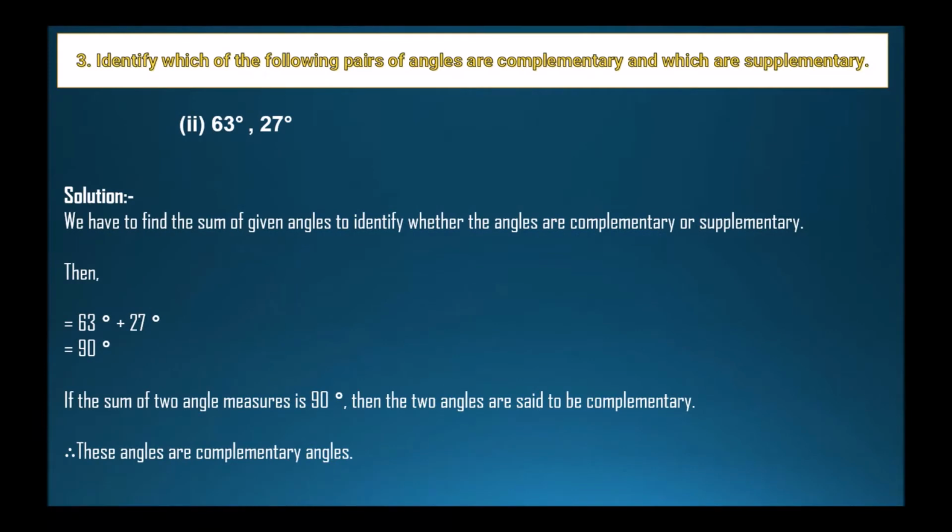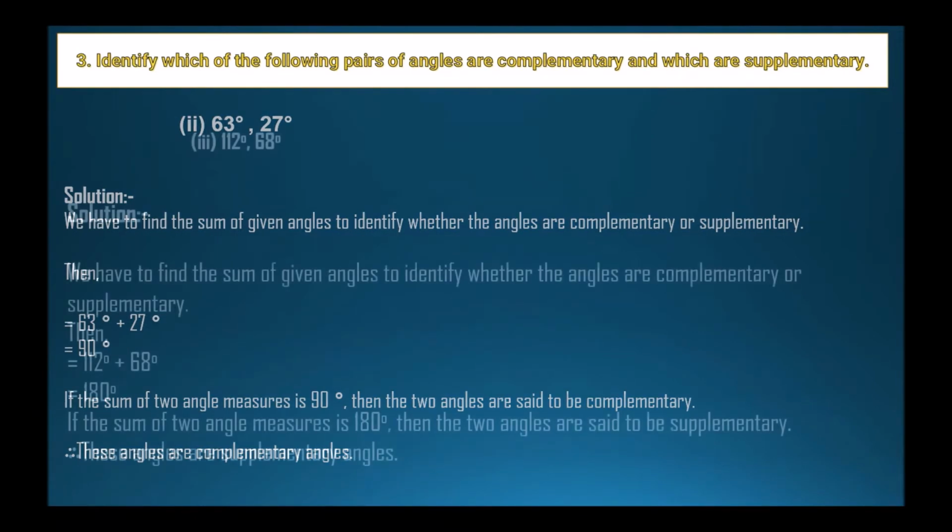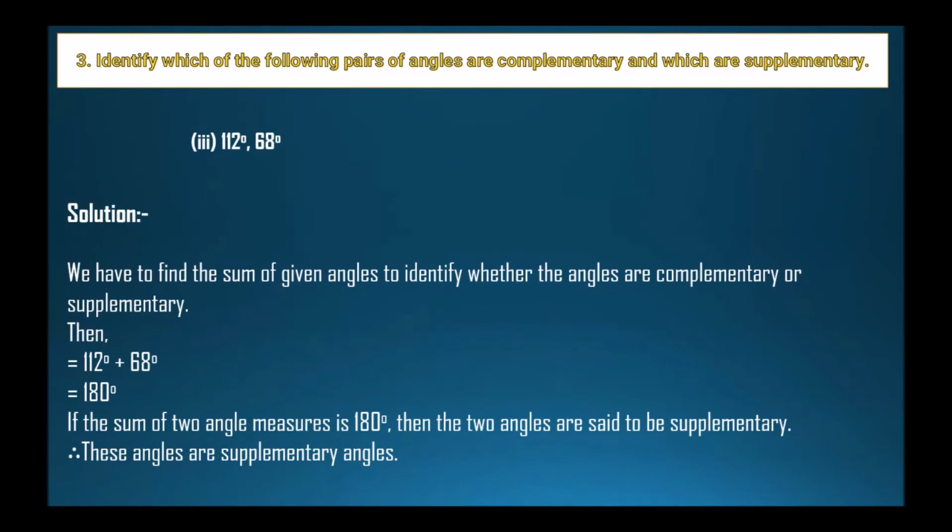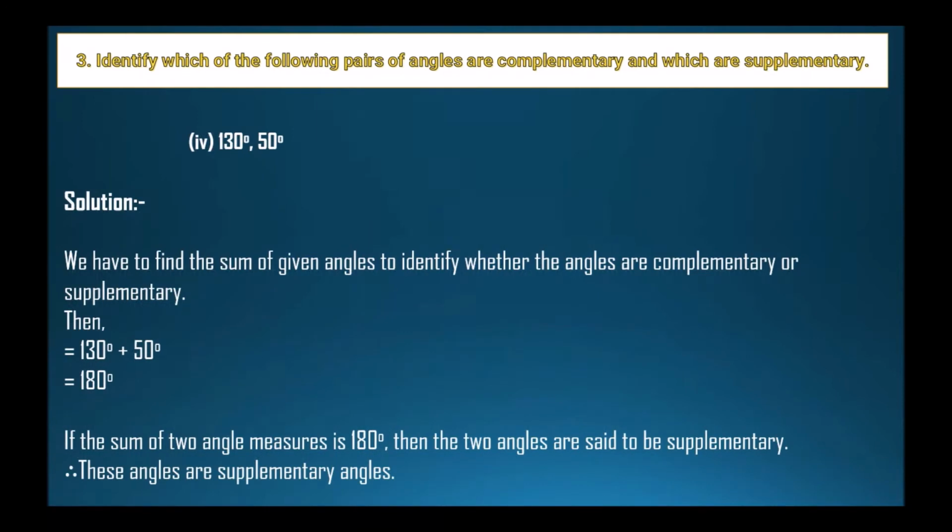63 degree and 27 degree. So we will add both the degrees, that is 63 degree plus 27 degree, so that is 90 degree. 90 degree means it is a complementary angle. 112 degree plus 68 degree. We will add both, so 112 plus 68, that is 180 degree. So this is supplementary angle. 130 degree and 50 degree. We will add both, so 130 plus 50, that is 180. So this is supplementary angle.